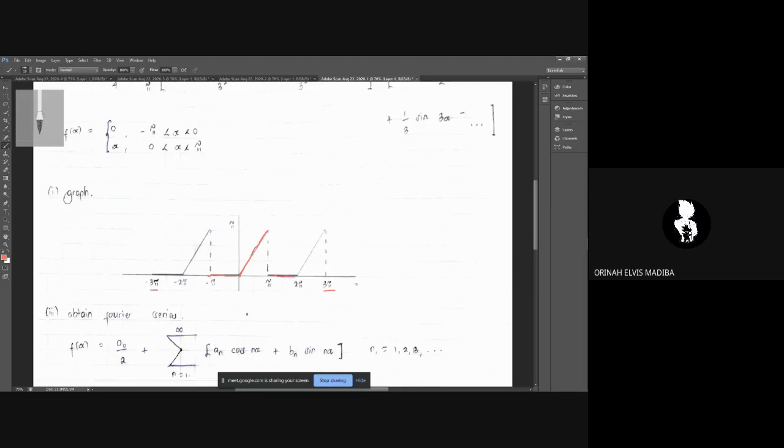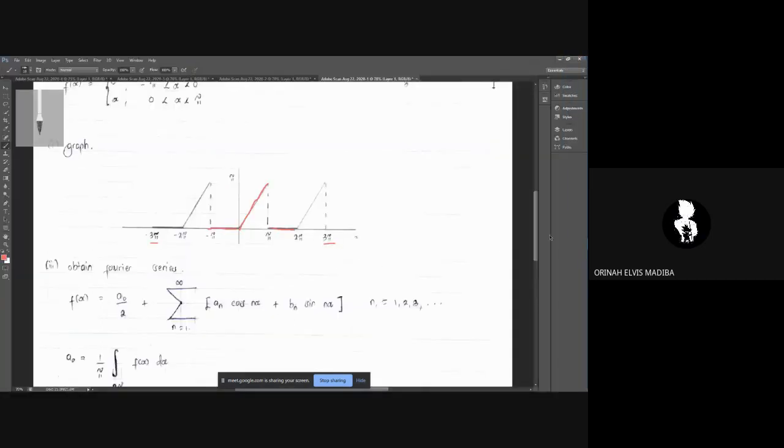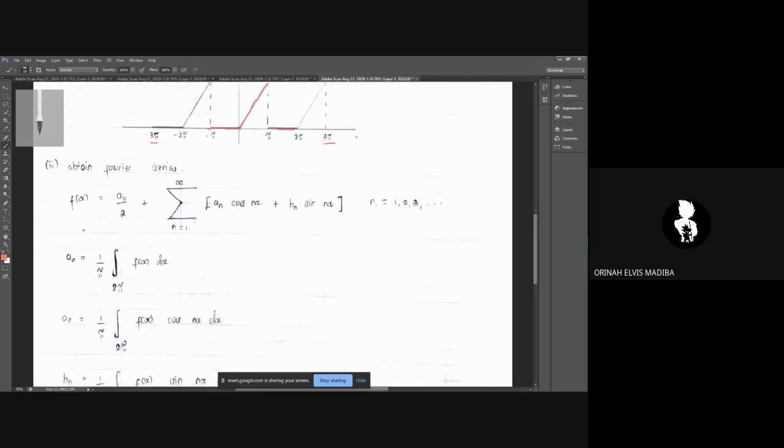Okay. I shall go to the next question, part 2, which states: obtain the Fourier series of the function and hence use it in the following series. When obtaining the Fourier series, the first formula on your screen right now is the general formula for the Fourier series, where we have 3 constants, a0, an, and bn, with n ranging from 1, 2, 3 onwards.